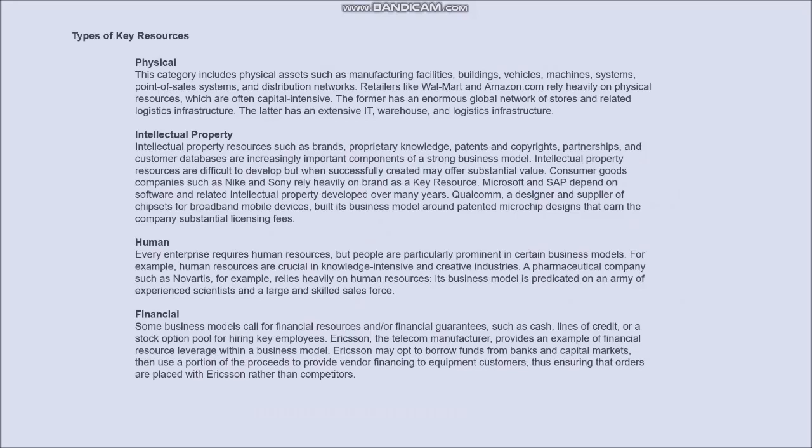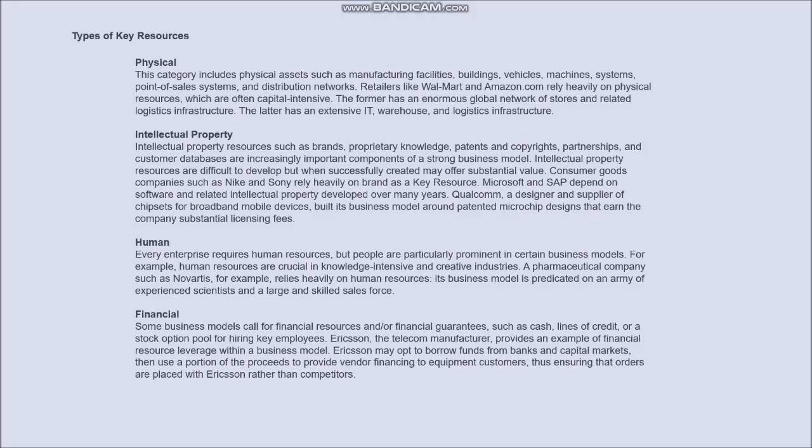Thirdly, human. Every enterprise requires human resources, but people are particularly prominent in certain business models. For example, human resources are crucial in knowledge-intensive and creative industries. A pharmaceutical company such as Novartis, for example, relies heavily on human resources. It is a business model predicated on an army of experienced scientists and a large skilled sales force.